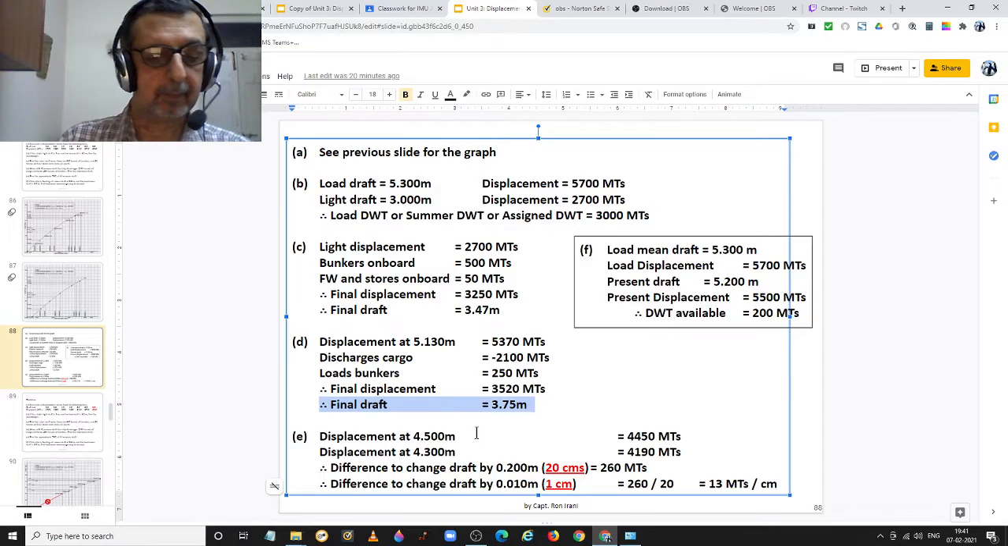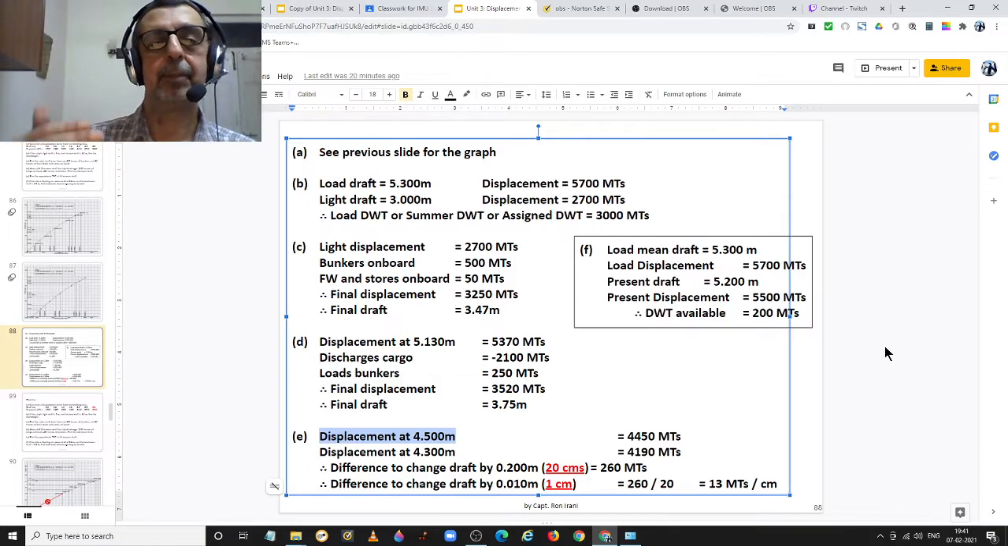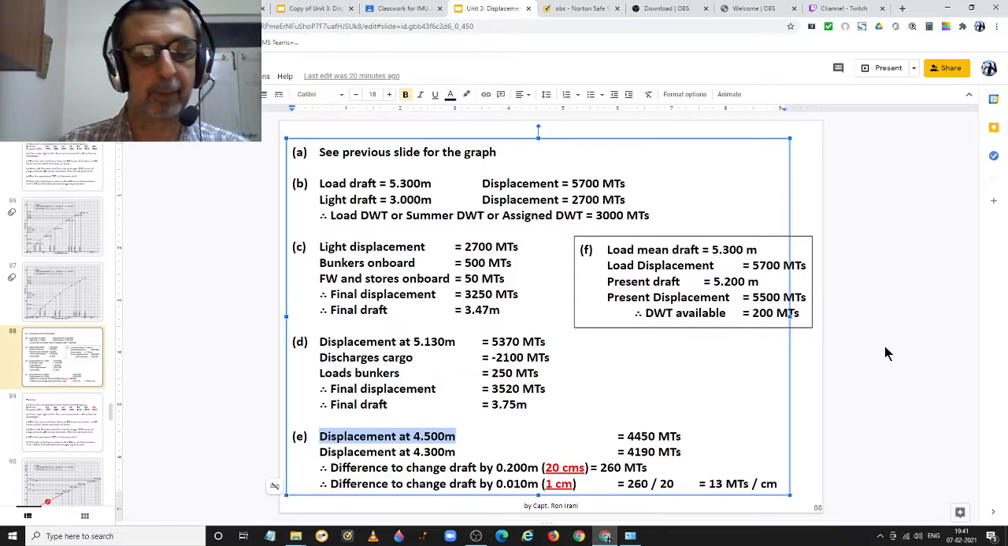Part E, approximate TPC at 4.4 meter draft. As I explained earlier, we have to take a range of 20 centimeters. That means 10 centimeters over and above 4.4 meters and 10 centimeters below 4.4 meters, thereby giving us a range of 20 centimeters. Thus, the draft which will be higher than 4.4 meters is 4.5 meters, and the draft which will be lower than 4.4 meters will be 4.3 meters.